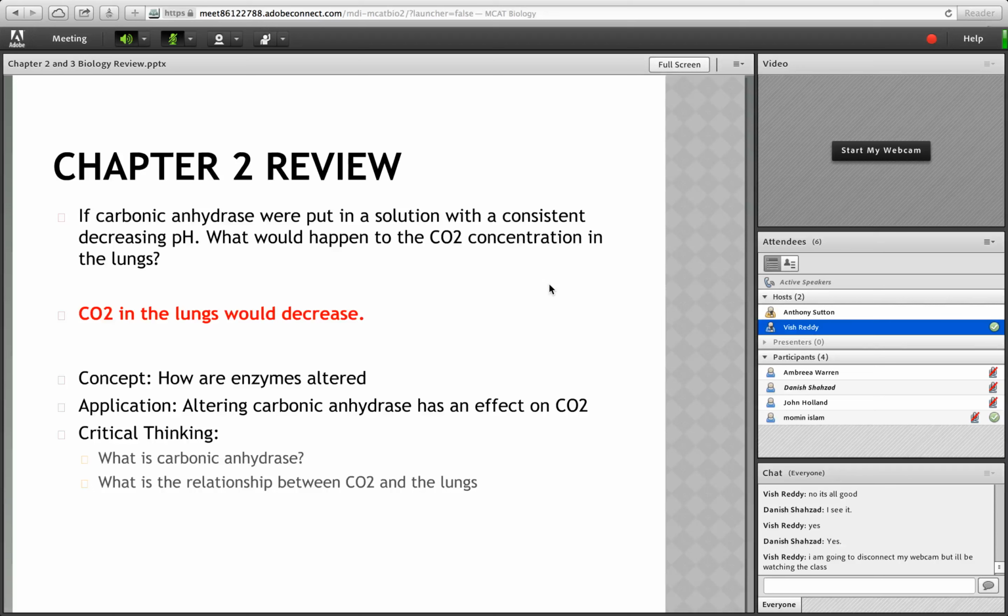Okay. So no hands going up. Nobody's raising their hands at all. So that means I'm going to have to pick on somebody. Ambria. Assuming it removes something. Okay, remove something. Okay, all right. Donish. Remove CO2. Okay. John or Momin, you have any other thoughts?